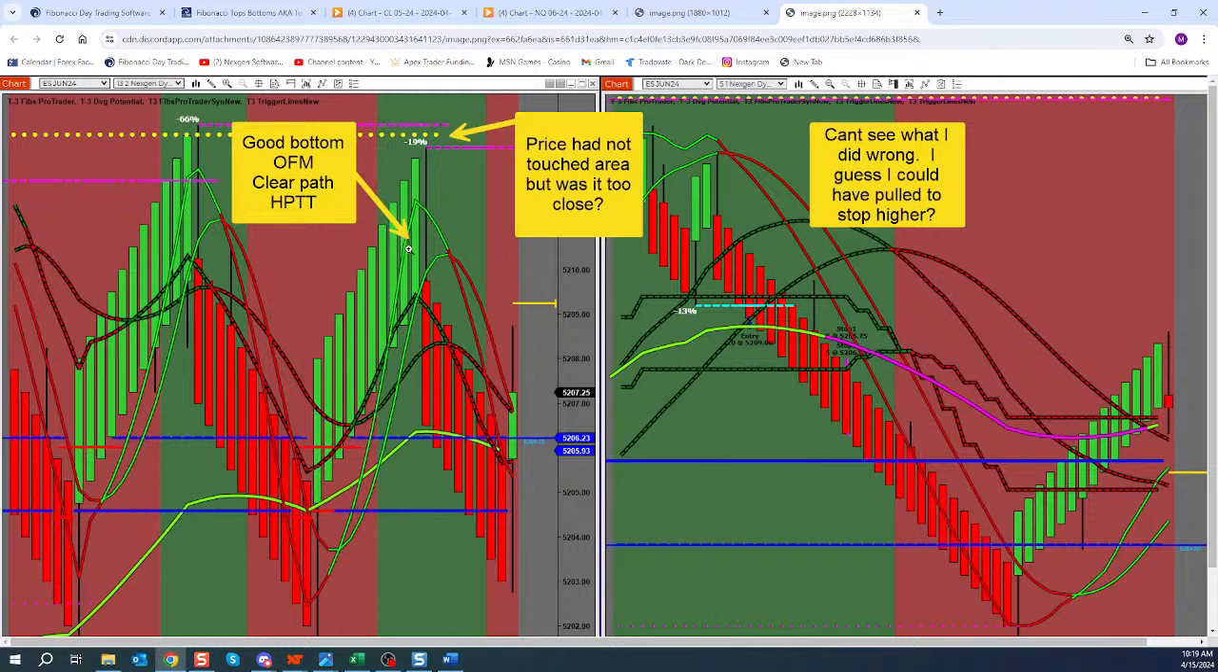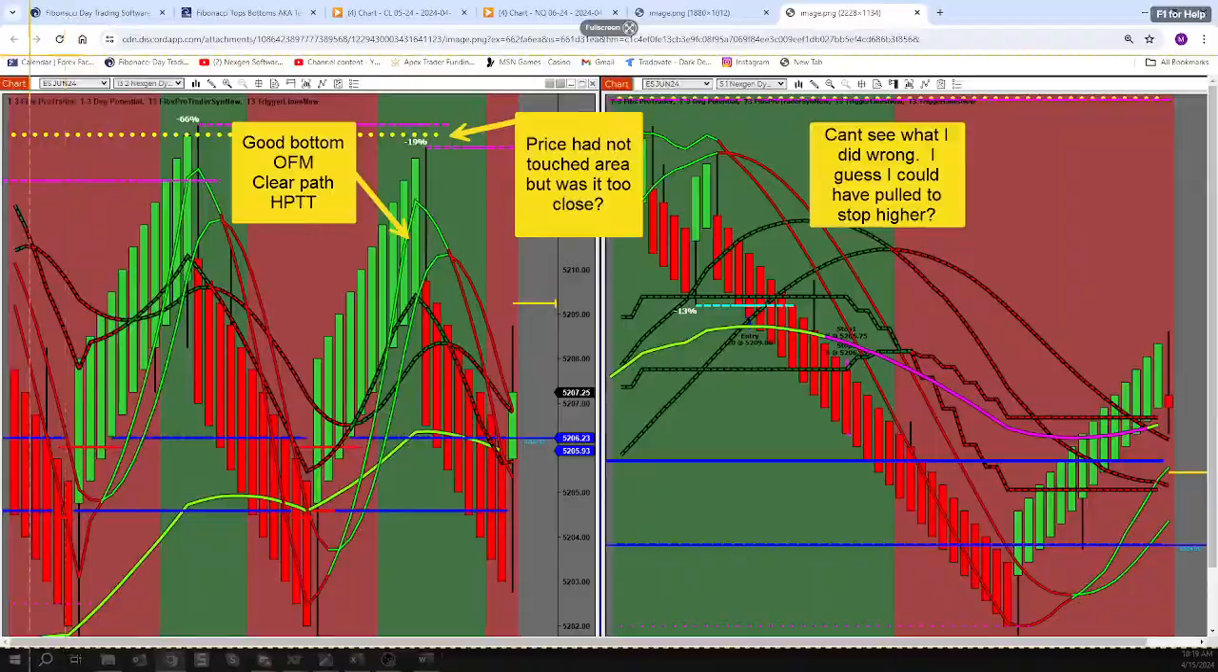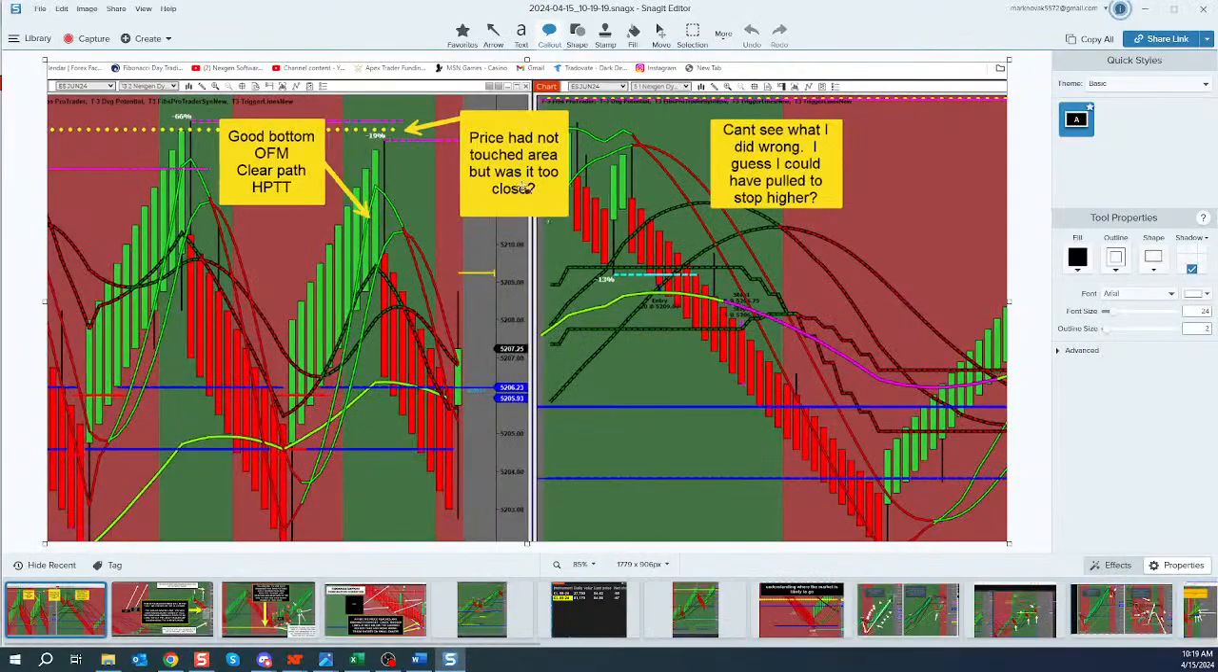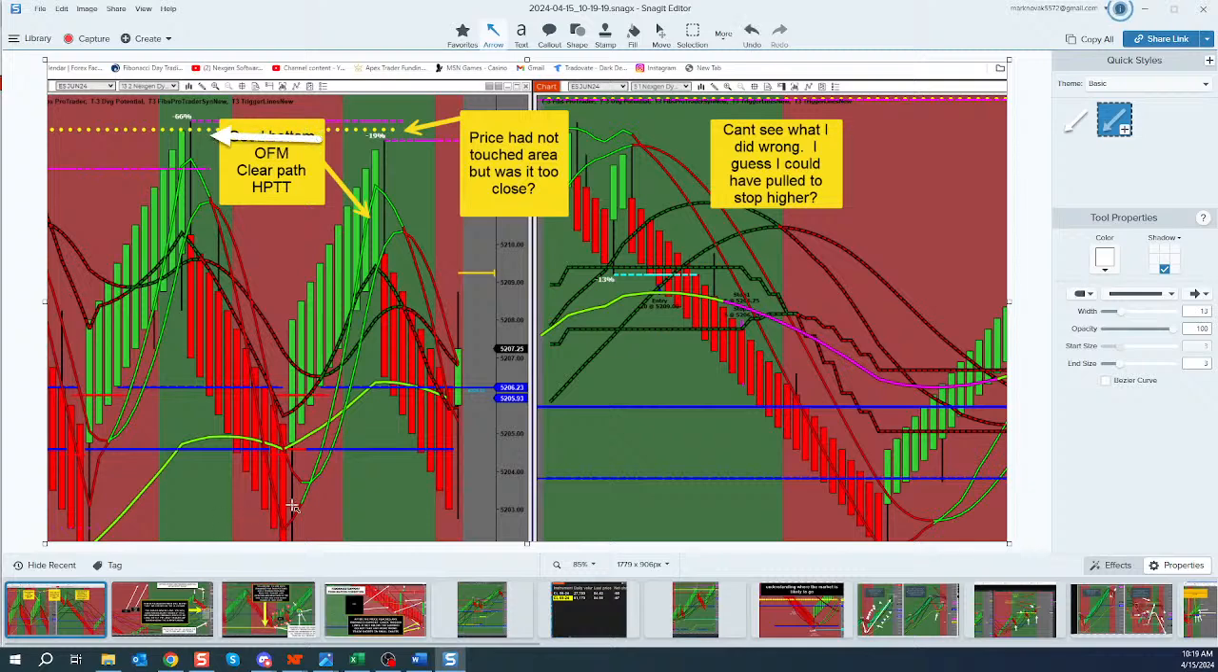50-50 fails, odds favorable, clear path. Yeah. Haji, can't see what you did wrong. Let's see. Not a good bottom, right? Because the triggers got through. You had odds favorable. You had a clear path. You had an area of support inside of favorable large triggers.